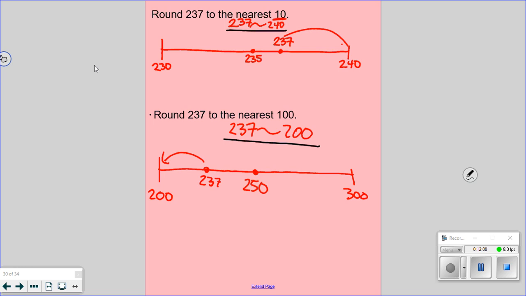Carl, why did that happen? It happened because 237 is closest to 200. So it has to be 200. But it's also 240. Talk to your table groups. Why did we get two different friendly numbers? Go.